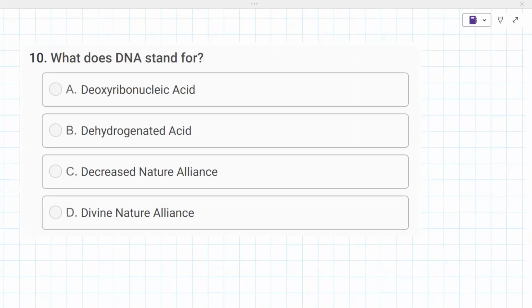D. It is not D. C. It's not C either. Feels like you're just guessing at this point. Did you not cover this in class, what DNA stands for? No. Okay.